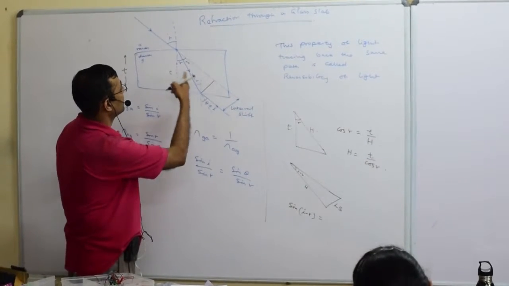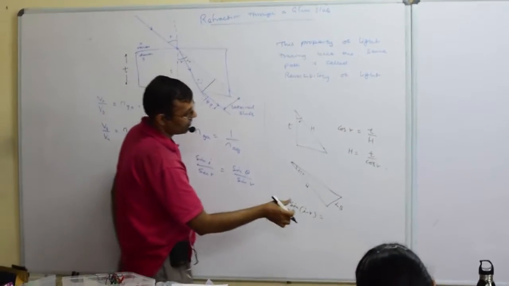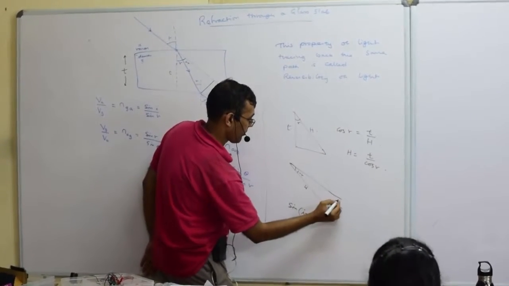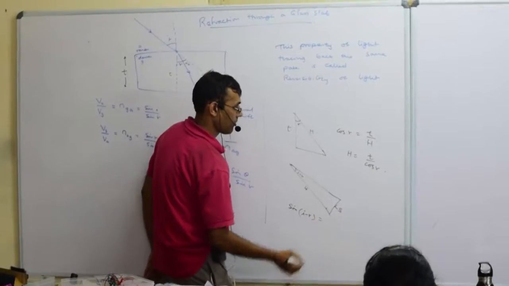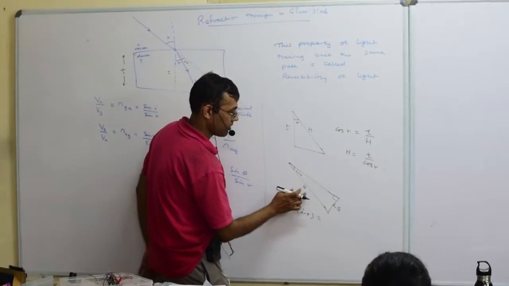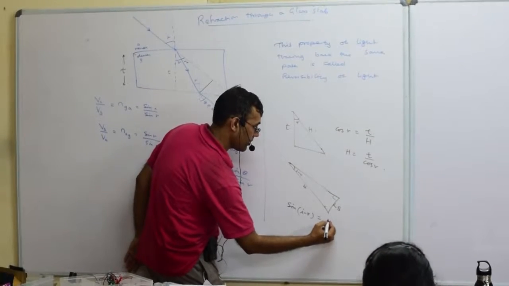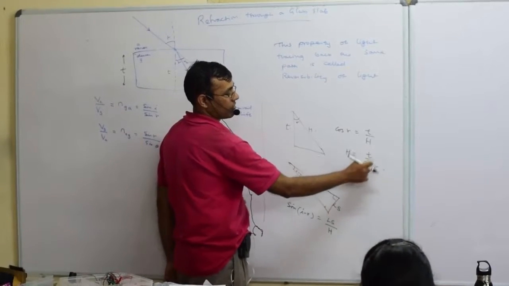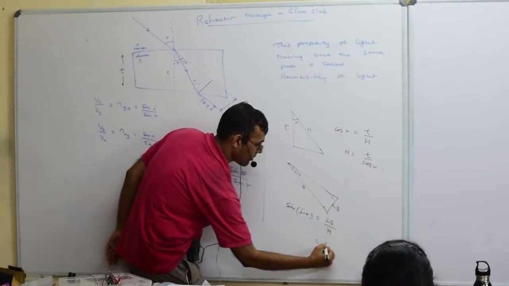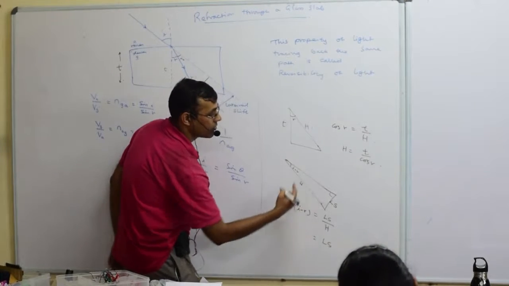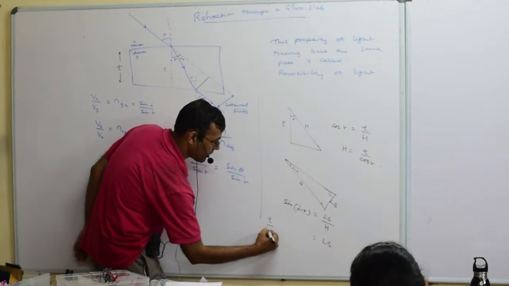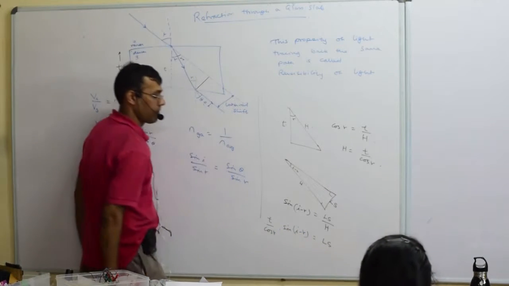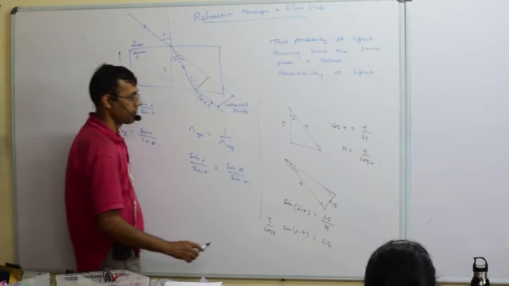hypotenuse. Actually, I have not drawn this correctly. Here it is 90 degrees, right? So it should go something like this. So here it is actually 90 degrees. So that means this is the hypotenuse, and it will be opposite by hypotenuse. But the hypotenuse, I know it is t by cos r. So I can say lateral shift is equal to t by cos r, which comes on this side. So Ls equals t by cos r times sine of I minus r.